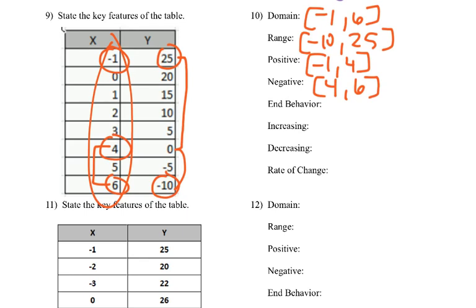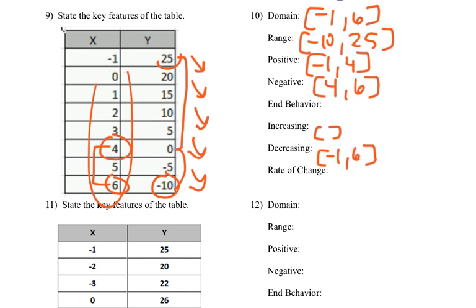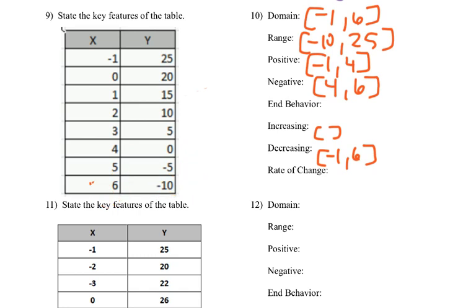Okay, when would this be increasing? Well, 25 to 20 to 15, it's always decreasing, so that would be empty. So decreasing would be from -1 to 6. Okay, then our end behavior, as we go to the left, gets to 25. As we go to the right, gets to -10.